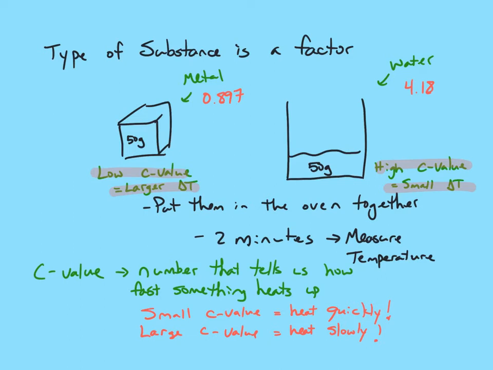And pans are made out of metal because they have low C values and allow the food to cook inside the pan much faster than it would if it were made of plastic. So in summary, something with a large C value heats up slowly and something with a low C value heats up quickly. Now let's put it all together.